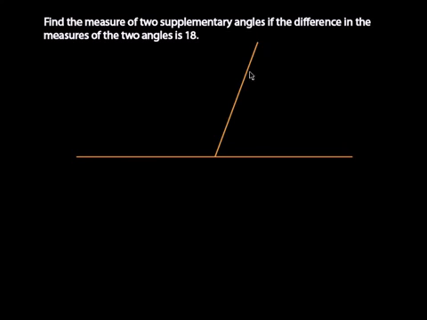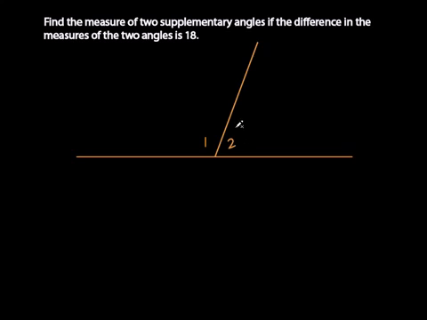Okay, here's an example for what we were just talking about, supplementary angles. It says, find the measure of two supplementary angles if the difference in the measures of the two angles is 18 degrees. When it says measures, they don't have to say 18 degrees. If they just said the difference in the two angles is 18 degrees, they could do that. Well, here's two angles right here that are supplementary. I've got angle 1 and angle 2.